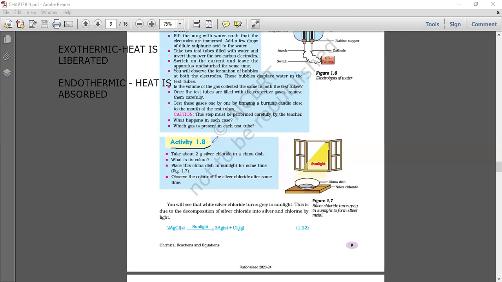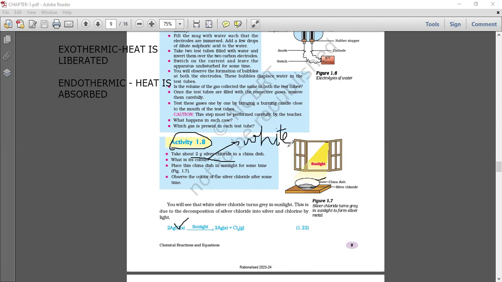So, in activity 1.8, let us see what is happening. Take 2 grams of silver chloride. The formula of silver chloride is AgCl, where Ag is silver and Cl is chlorine. Take it in a china dish. The color of silver chloride is white.